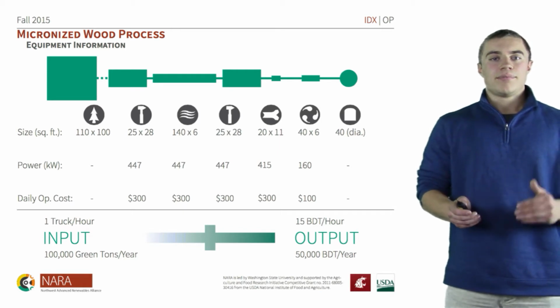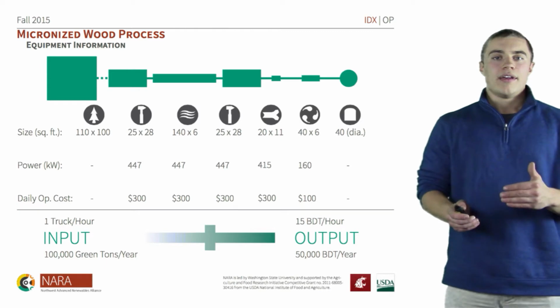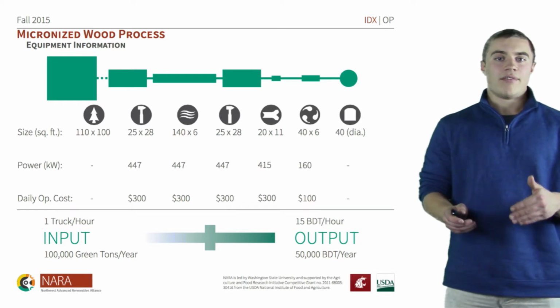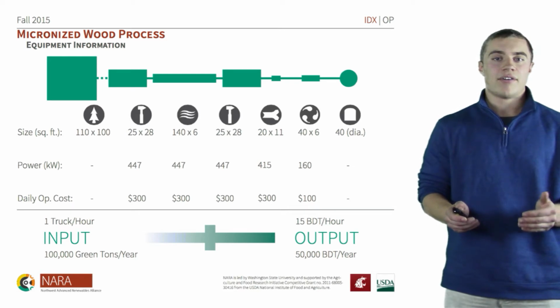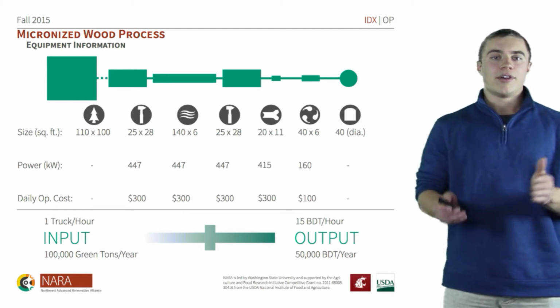And the pilot plant is going to run at approximately 1 truckload an hour, and 1 truckload is equivalent to approximately 28 tons, which translates roughly to about 14 to 15 bone dry tons. We're shooting for that 15 bone dry tons an hour for a 10-hour day to obtain our 50 bone dry tons a year.